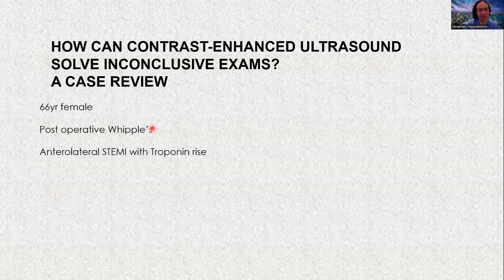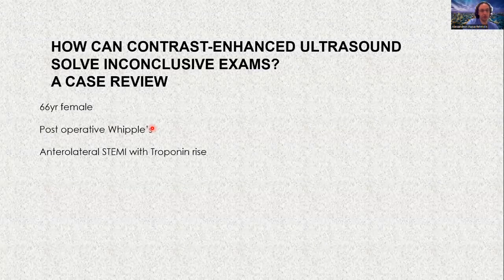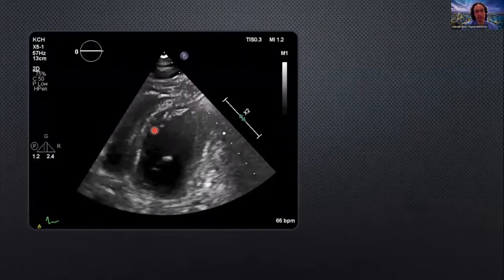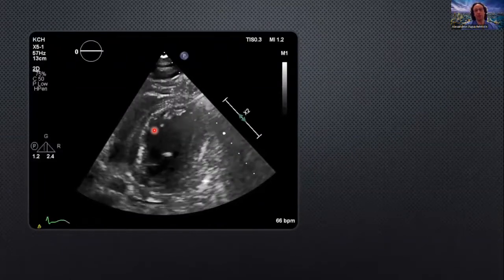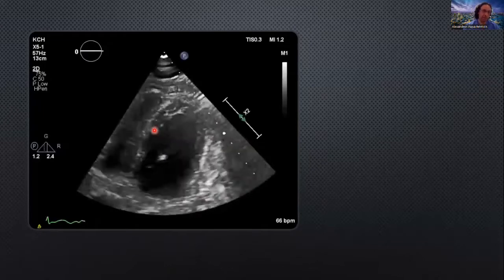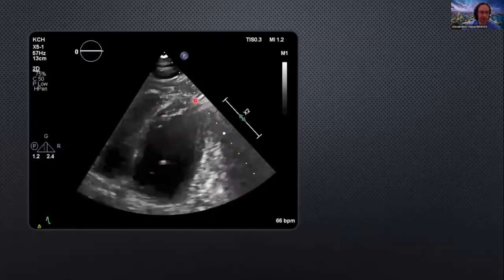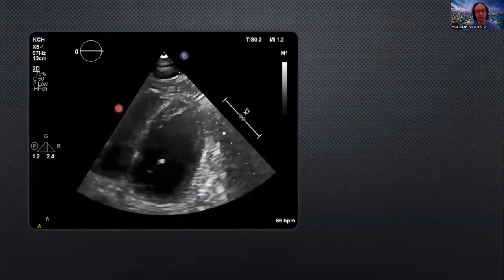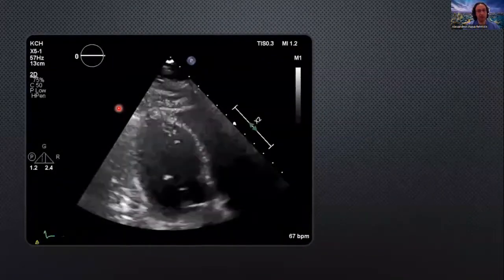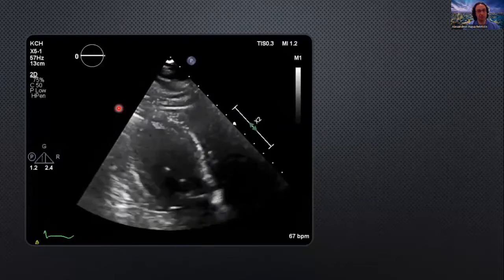It's another interesting case, a lady who presented with anterolateral ST elevation and troponin rise after root operation in the intensive care unit. So we went to an echo to see what's happening to the heart because she was stable on iron support. And here you can see something at the apex. I think it was just a mechanical one, but I'm not entirely sure. So I thought it would be a good idea to put this here.